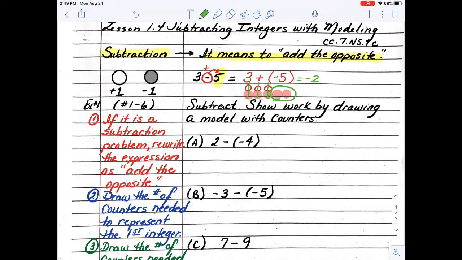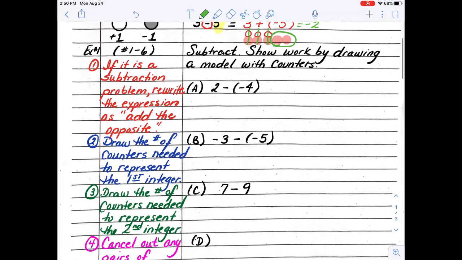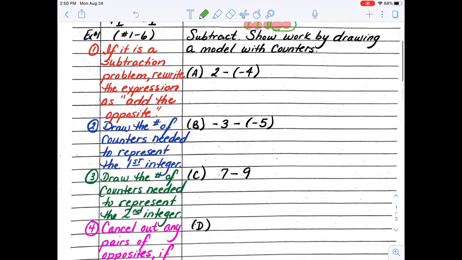So 3 minus 5 actually means 3 plus negative 5. And then how I model it is exactly the way I modeled it in lesson 1.3. So now that's what we're going to be working with, is modeling and showing our subtraction problems. So with number 1 right here, and I gave you those steps right next to it, if you see a subtraction problem, I actually want you to rewrite the expression as that addition problem, adding the opposite.